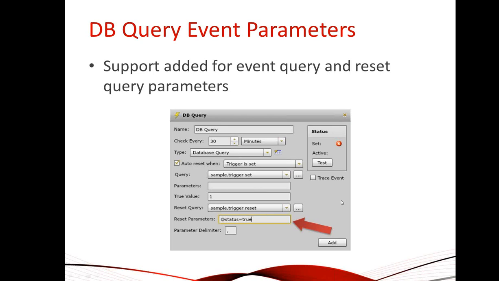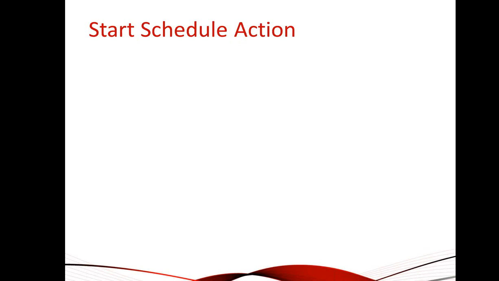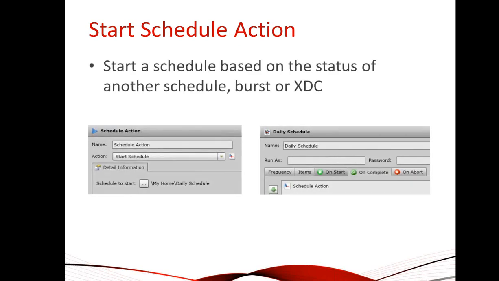Start schedule action. So the action, just as a reminder, is something that you can do based on the status of the job, and by the job I mean the XDC, the burst, or the schedule that contains XDCs and bursts. So based on that status, we can go out and perform an action like send an email, create a trigger file, run a query. There are a whole slew of actions that you can conduct and execute based on status.